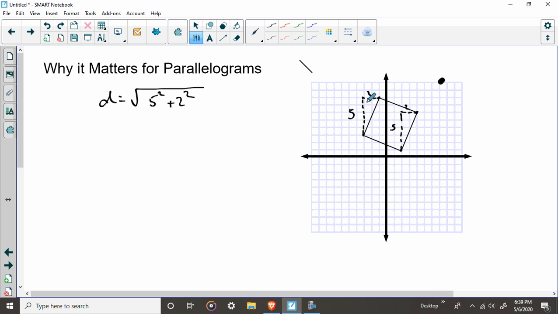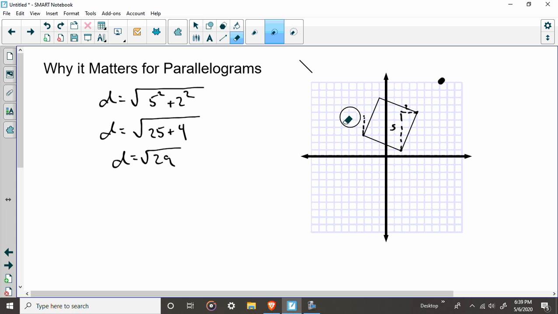So again, what does it show us? That this is 5 over 2. So this is 5 squared and 2 squared. Well, that's the square root of 25 plus 4. So your distance is equal to this, whatever the square root of 29 is. But because these are all 5's and 2's, what do we know? We know, therefore, that these are all the square root of 29. Right, which is good. That tells us it's a rhombus.